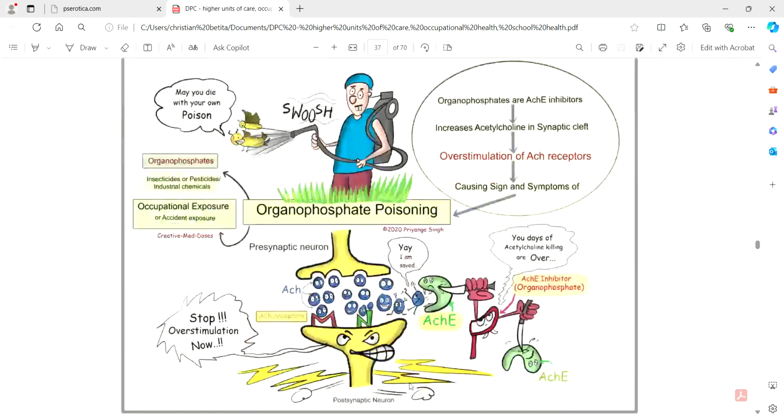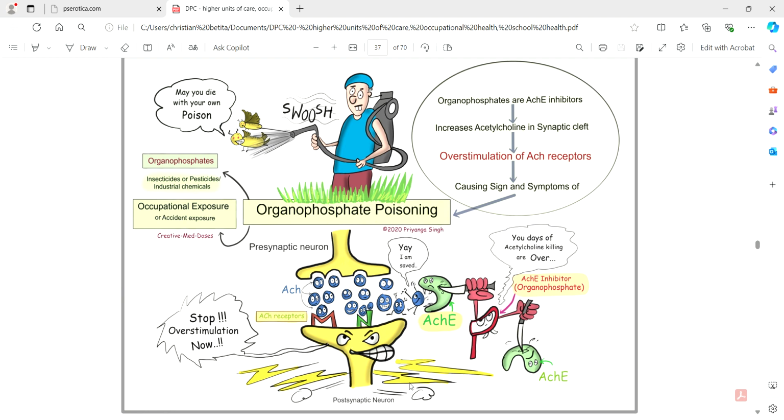All right, so organophosphate poisoning. So this is actually common among farmers. So organophosphates are actually your pesticides, and they primarily work by stopping the acetylcholinesterase. So acetylcholinesterase is an enzyme which inhibits your acetylcholine, okay, thereby causing overstimulation through increased uptake of your acetylcholine. So there's too much acetylcholine.